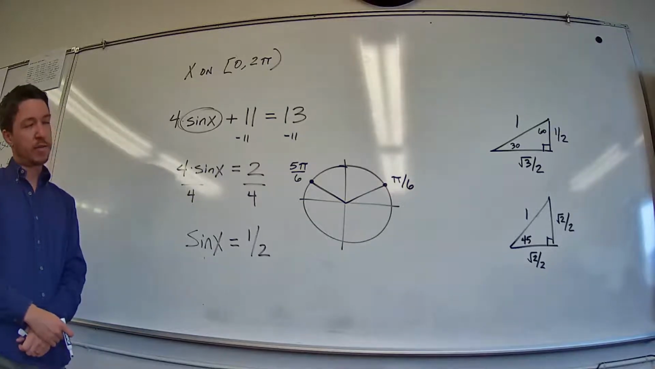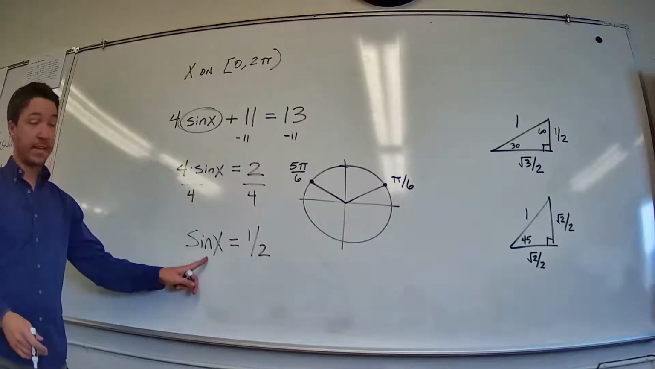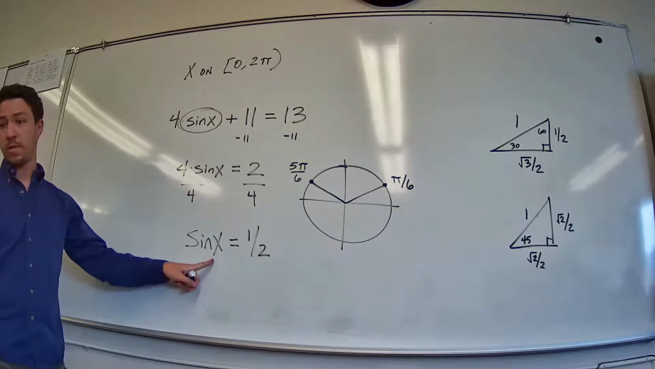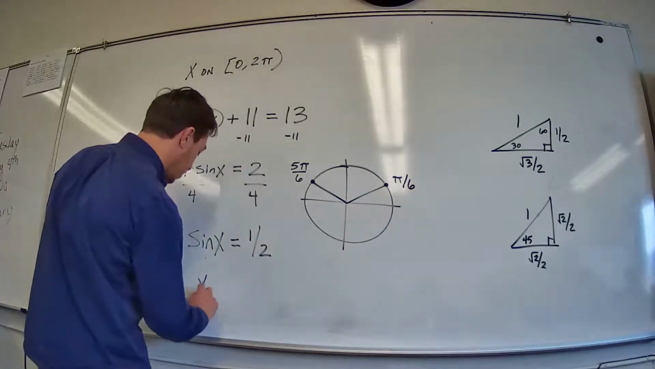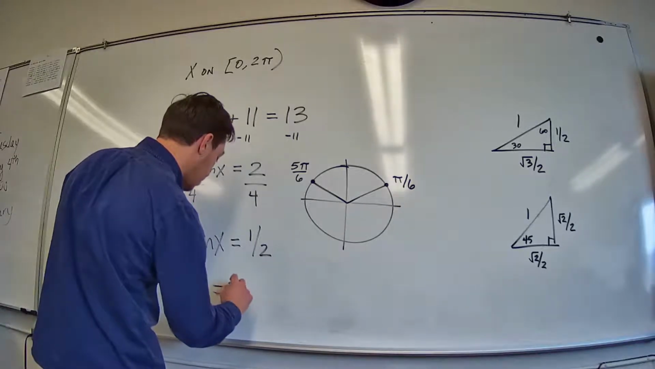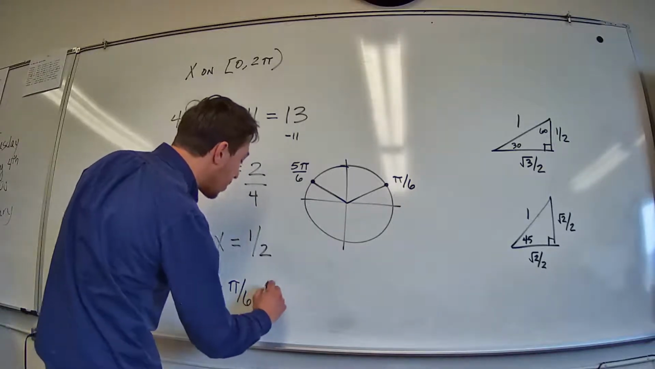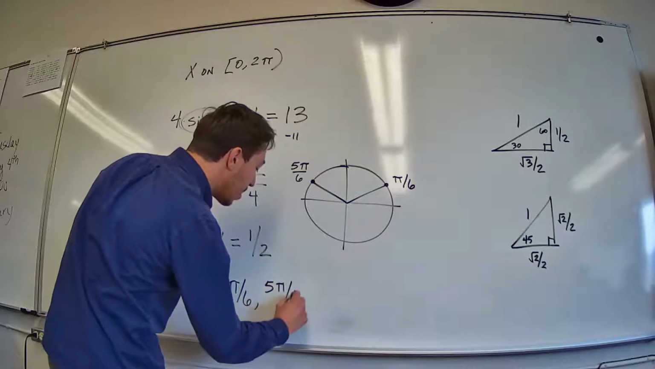Okay, do we understand why those 2 positions are satisfying this? Yes. No questions? Okay, so the answer is my x values are pi over 6 and 5 pi over 6.